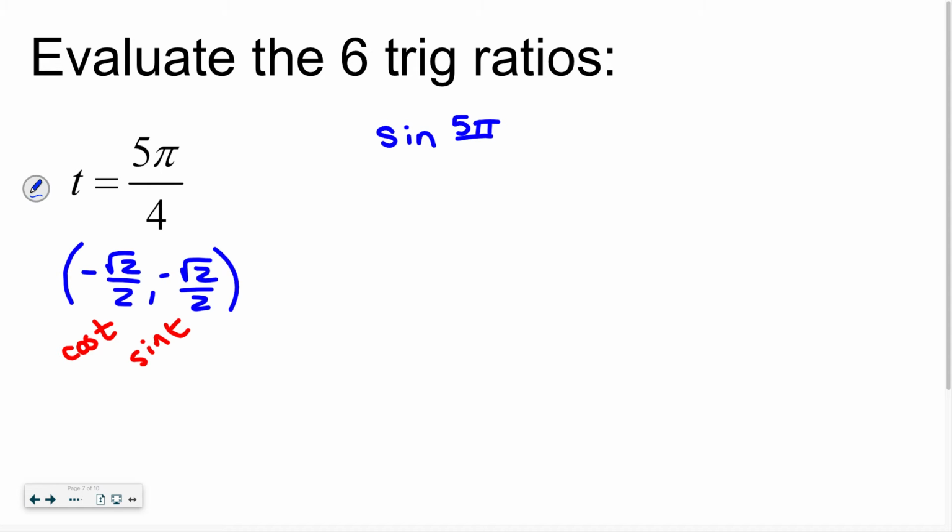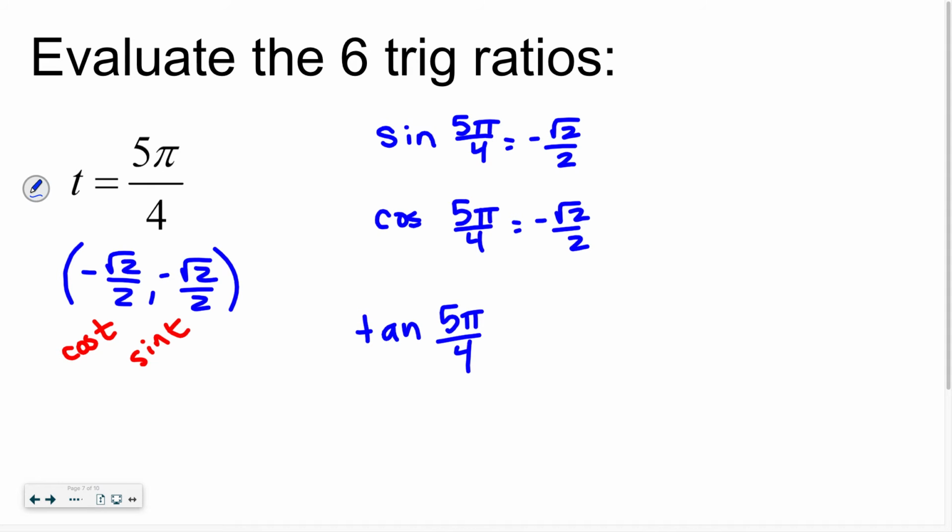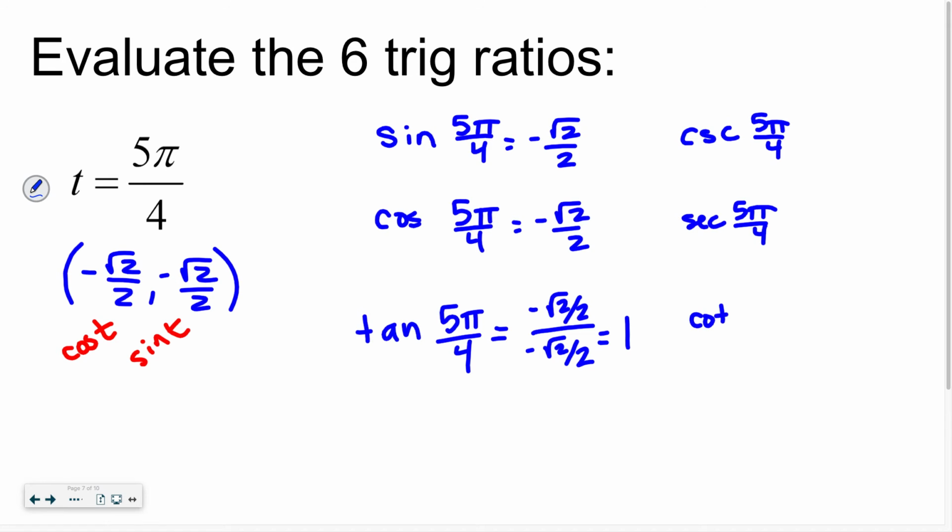Sine of 5 pi over 4 is negative square root 2 over 2. Cosine of 5 pi over 4 is also negative square root 2 over 2. And the tangent of 5 pi over 4, I can always do this one by hand. Hopefully we'll get to know tangents well enough that we don't have to. And like I said, hopefully we'll fill that out. It is negative square root 2 over 2 over negative square root 2 over 2, which is just 1. If I have those, I can easily do my reciprocals: cosecant, secant, and cotangent.